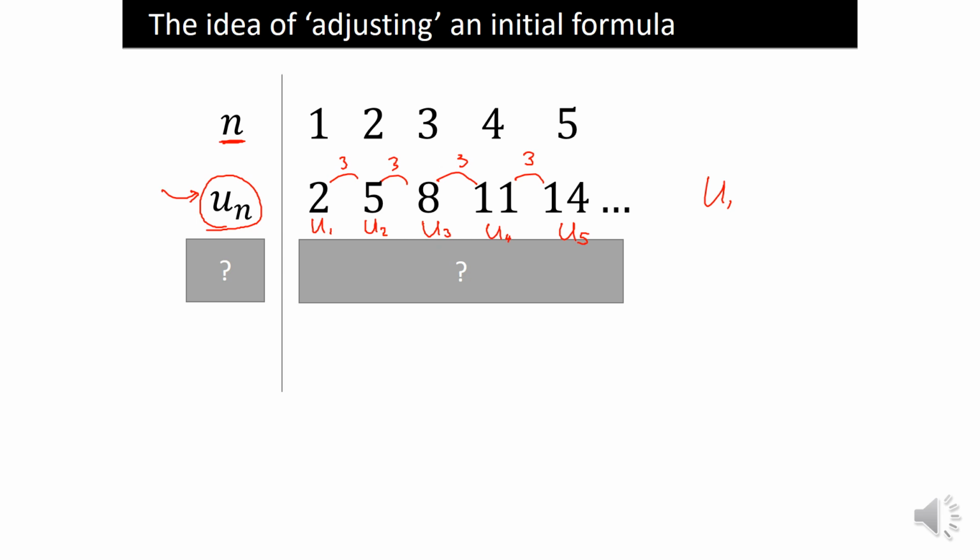So what we could write, when we work out the nth term, is un equals 3n minus 1 for the sequence, because the nth term is 3n minus 1. So rather than writing nth term, we could write un instead. It's just slightly different notation, a similar kind of idea.